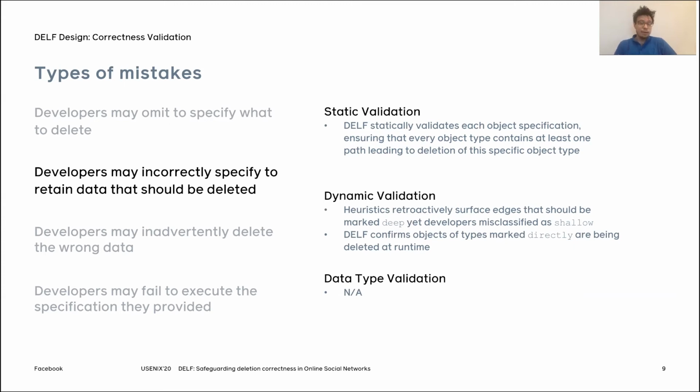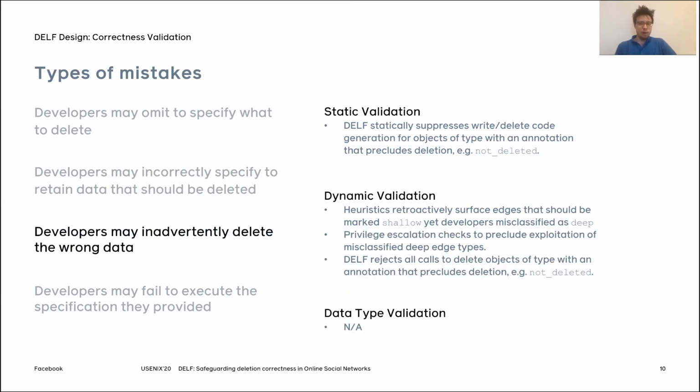So compared to the static validation we talked about, dynamic validation generates feedback later, after the data have been collected. But the advantage is it has better detection capabilities, because we can find edges that are marked incorrectly, even though they aren't statically incorrect. Nothing is statically wrong with the specification, but at runtime, we can heuristically predict that an edge should be deep instead of shallow. As before, when there's a discrepancy, developers get notified by DELF to correct the annotations or mark this as a false positive for the heuristic.